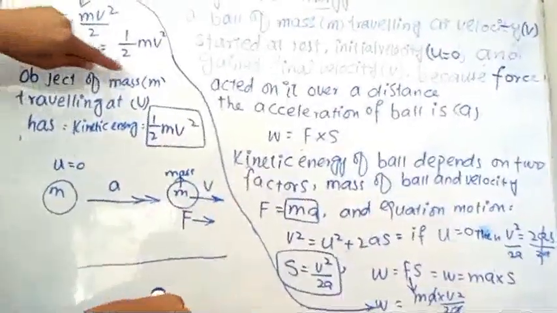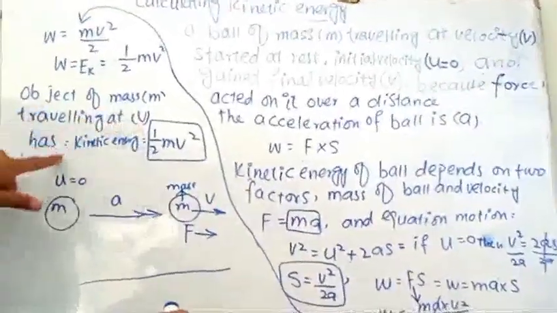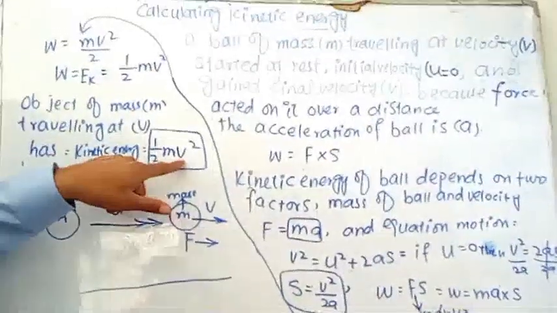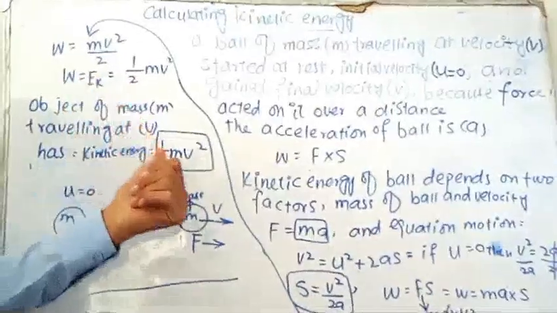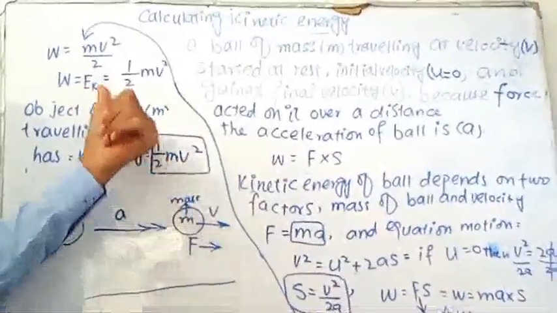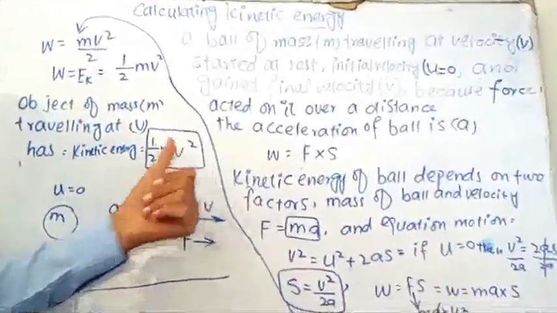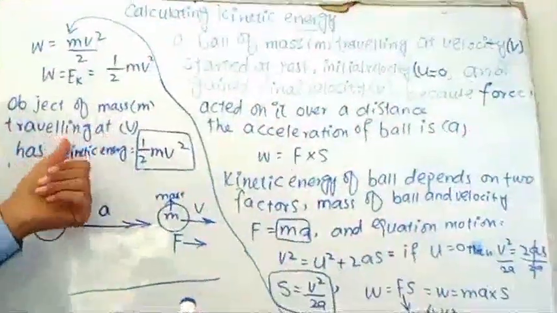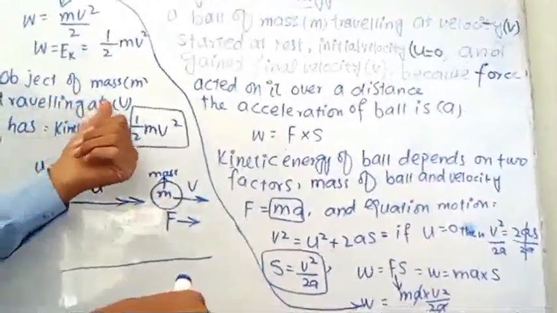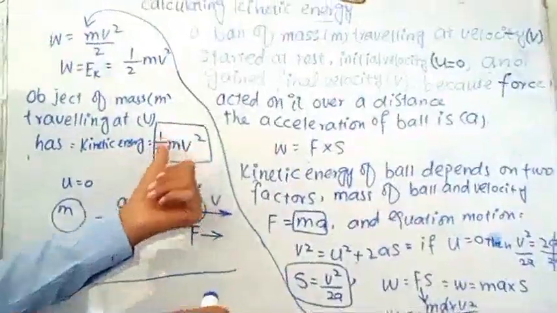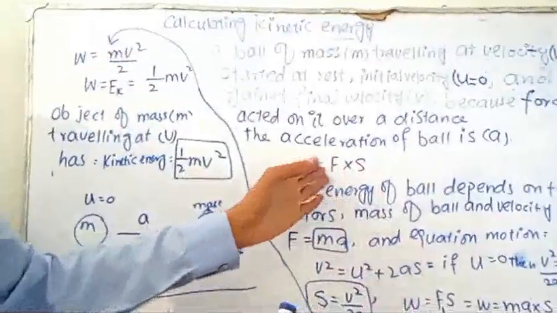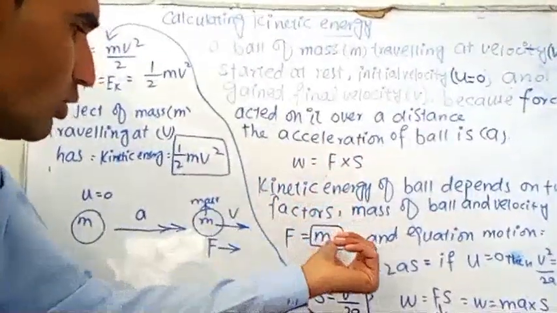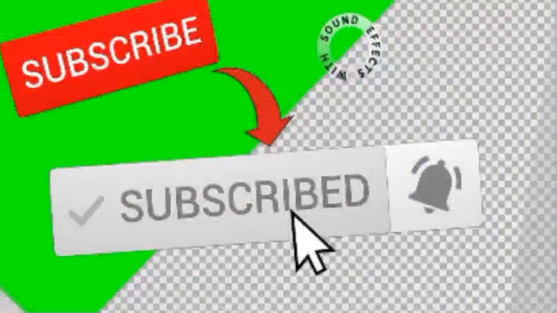So an object of mass m traveling at velocity v has a kinetic energy equal to 1 over 2 mv square. This equation is also equal to work, but work is equal to kinetic energy, so this equation is also equal to kinetic energy, 1 over 2 mv square. It means when an object has mass and travels at a velocity, it has kinetic energy equal to 1 over 2 mv square. So this is about the calculation of kinetic energy from the work formula using Newton's law and the third equation of motion.